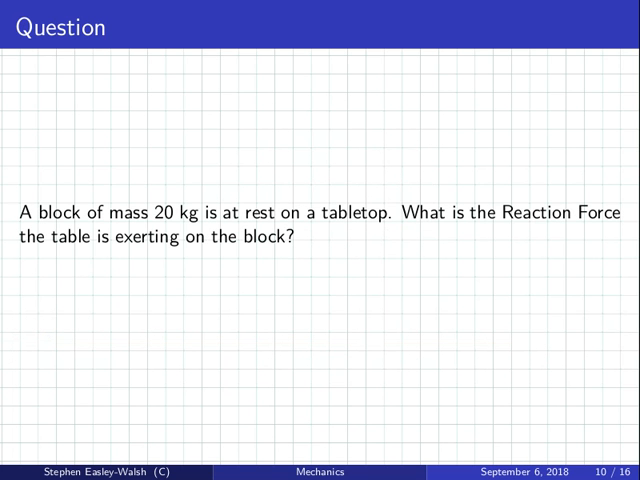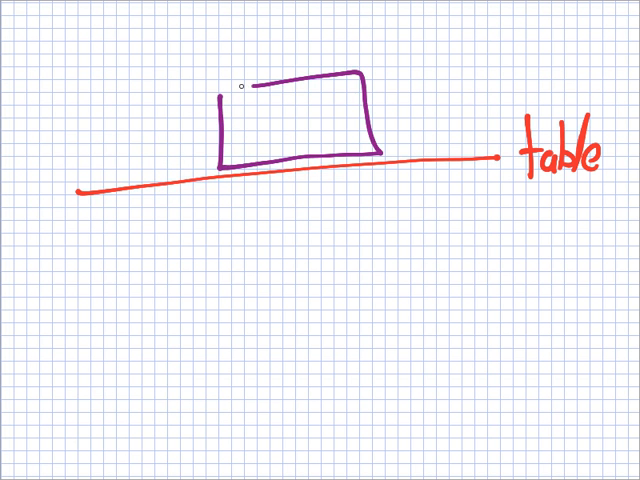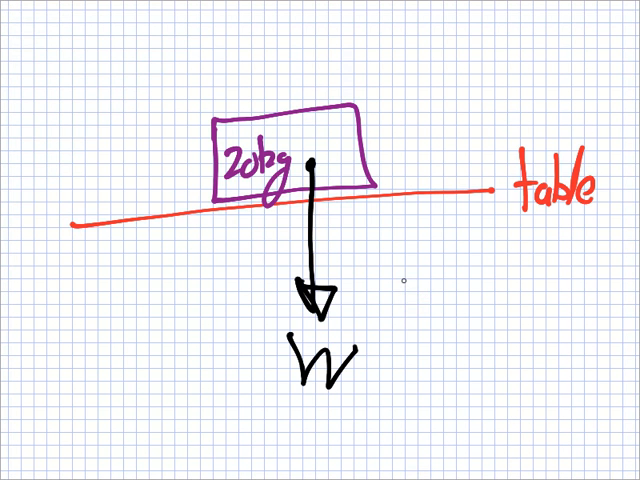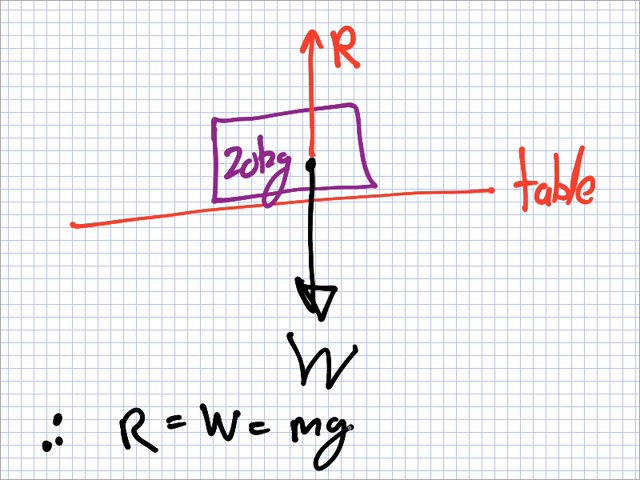Let's have a look at our first example. A block of 20 kilograms is on top of a table. What's the reaction force? So this is the picture. You have a table. You have a block. It's 20 kilograms, and there's a weight. But this is not moving, so there must be a force this way that cancels this one. Therefore, R must equal W. But W equals mg, where m is 20 and g is 9.81. So the answer is 196.2 newtons.